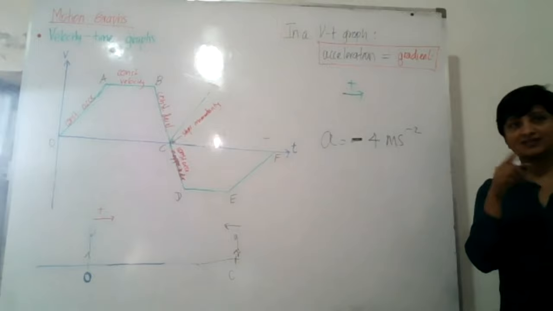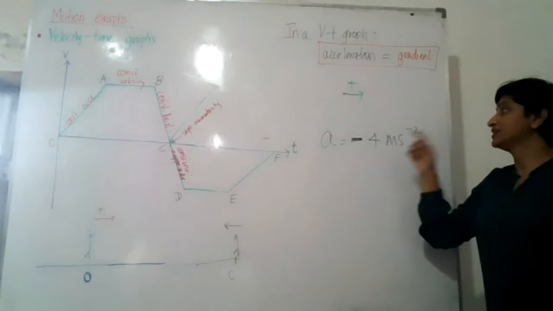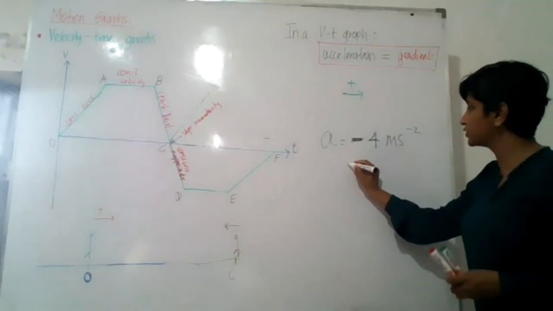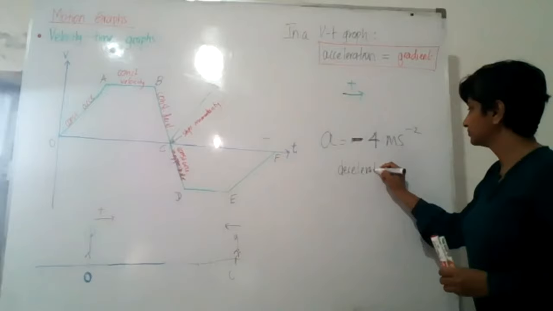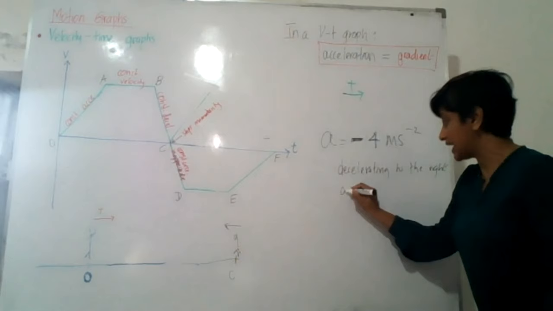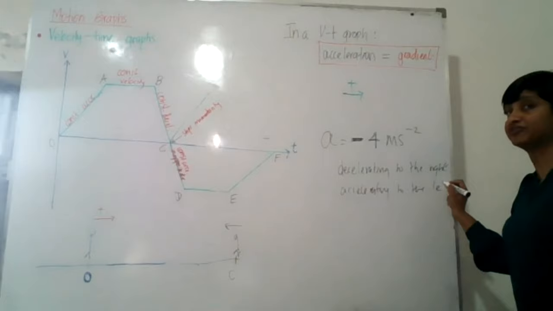Or there's another way of interpreting this if you actually don't know what's happening. For example, you can say he's accelerating in the other direction. Let me write this in words. This value, negative 4 meters per second squared, could be decelerating to the right, he's moving to the right and decelerating, or it could be he's accelerating to the left.